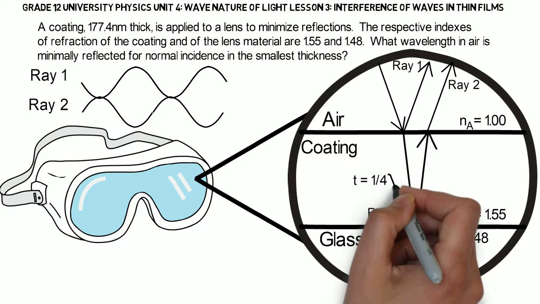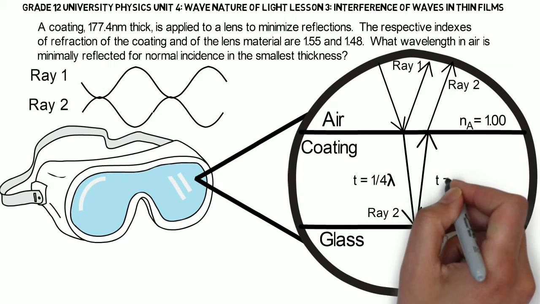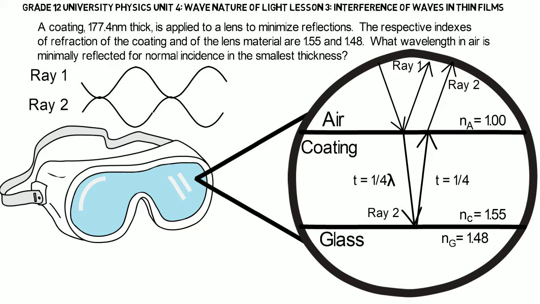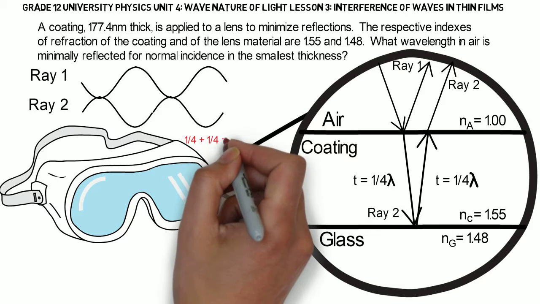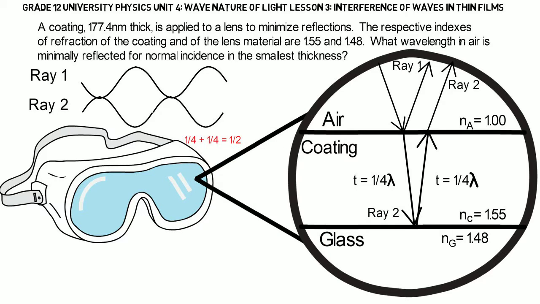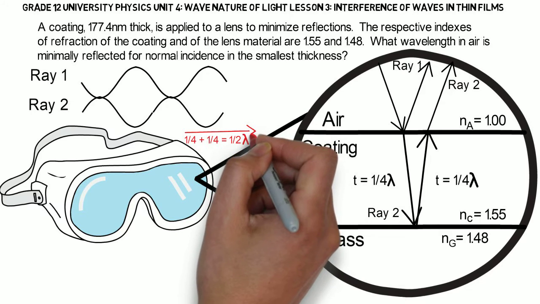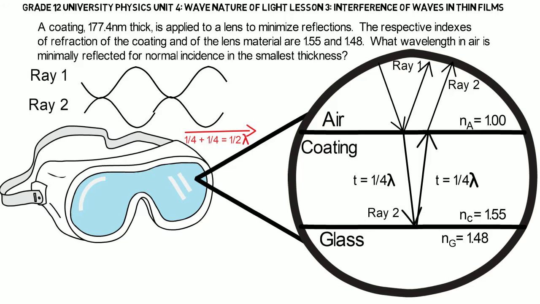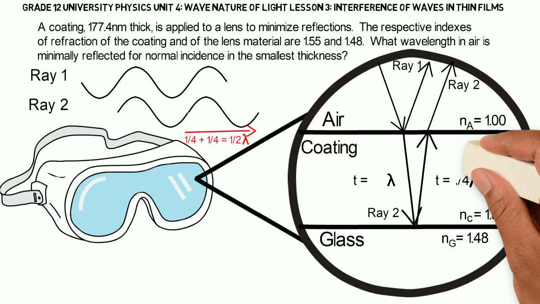travel. Now let's say the thickness of the coating is exactly 1/4 wavelength. So it's going to have to travel 1/4 wavelength down and respectively 1/4 wavelength back up. So this puts it back into phase with ray 1. So if this were the case, ray 1 and ray 2 would interfere constructively and you would see that light. But the question is asking for what wavelength in air is minimally reflected, so it wants destructive interference.